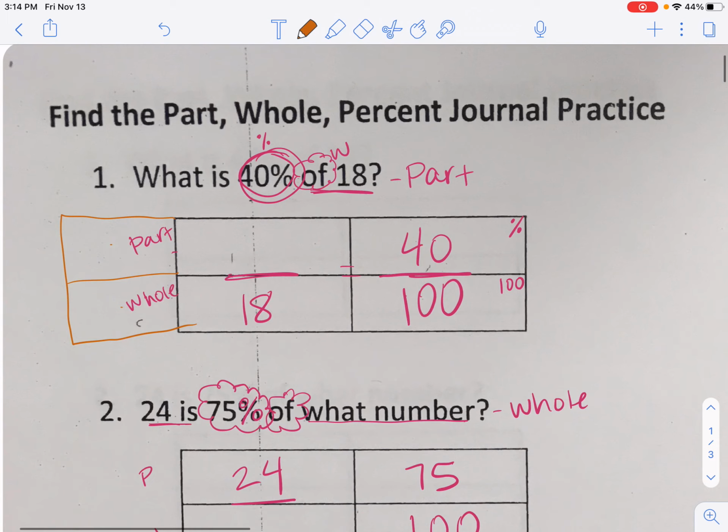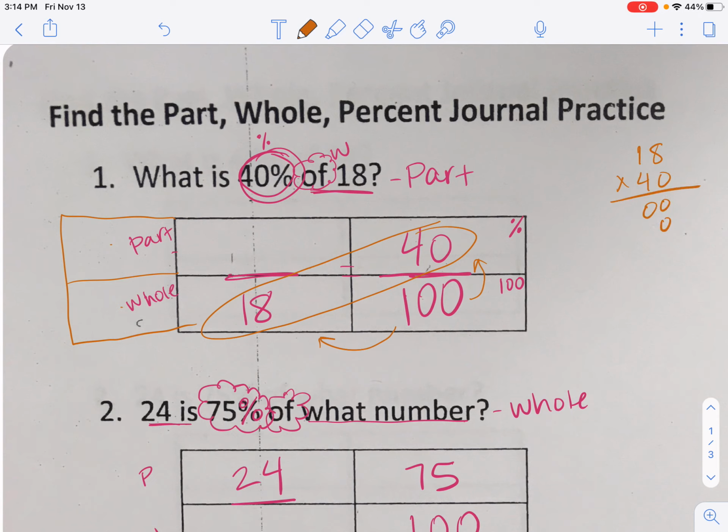I don't really see anywhere that I could scale. I can't scale this way and I can't scale this way. So I'm going to have to cross multiply. All right, so 18 times 40. All right, we got 0, 0. Add our 0 down below. 4 times 8 is 32. 4 times 1 is 4, plus 3 is 7. So I get 720. And then I'm dividing by the lonely guy.